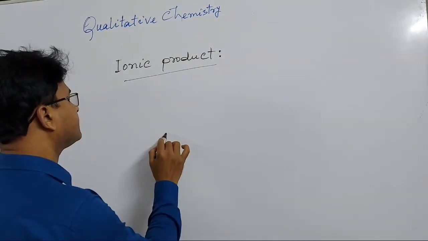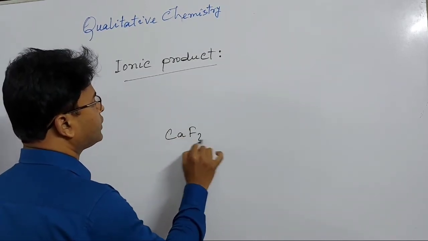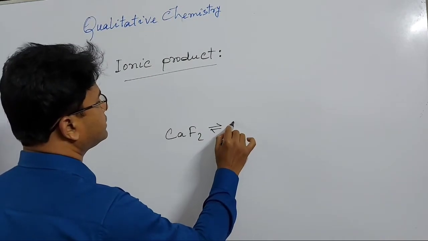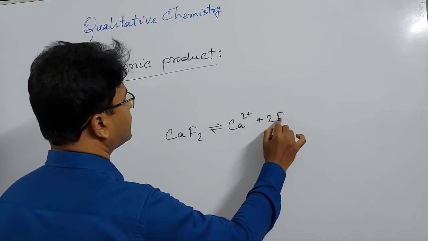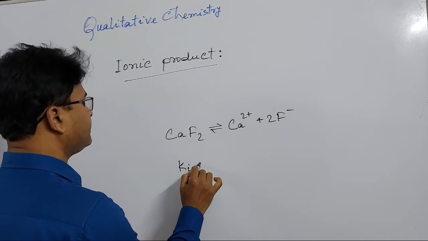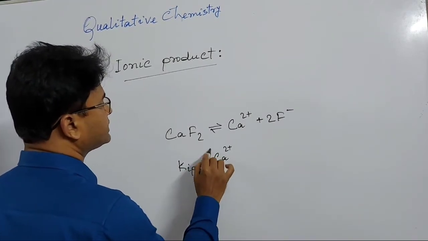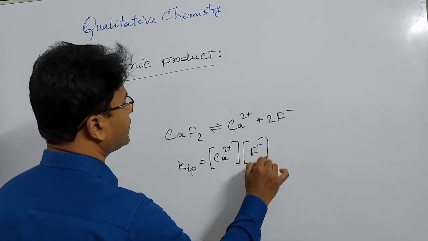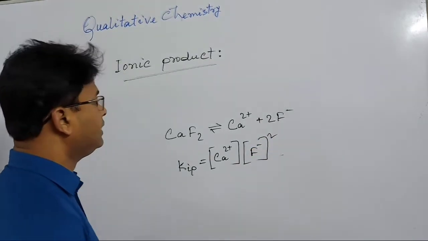Suppose calcium fluoride ionizes in the aqueous solution to produce calcium 2+ ion and fluoride ion. So K_IP is equal to the molar concentration of calcium 2+ ion times the molar concentration of fluoride ion. In this case, the coefficient will be the power.